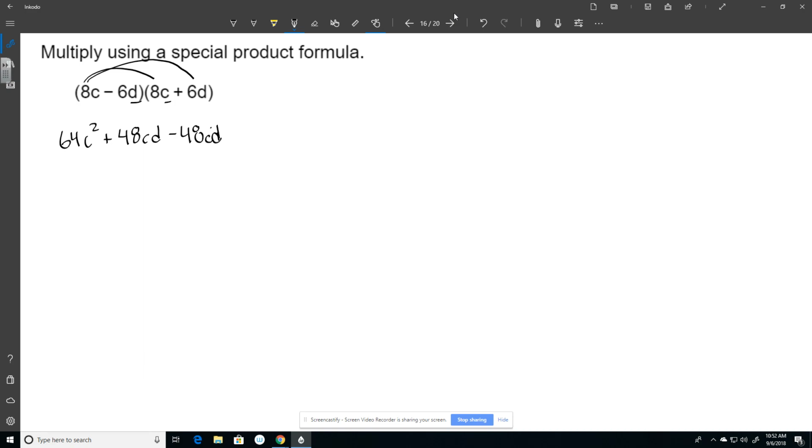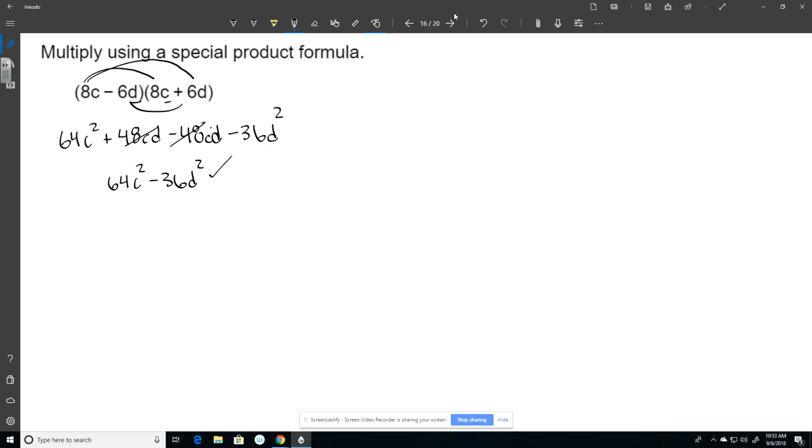You could put the D first, but I don't like to. I like to do my variables alphabetically as well. So I put the C before the D, but it's multiplication, so it doesn't matter. And then we do last. Negative 6 times a positive 6 is a negative 36, and D times D is D squared. The positive 48CD and the negative 48CD cancel out. So all I'm left with is 64C squared minus 36D squared. And that's your final answer.